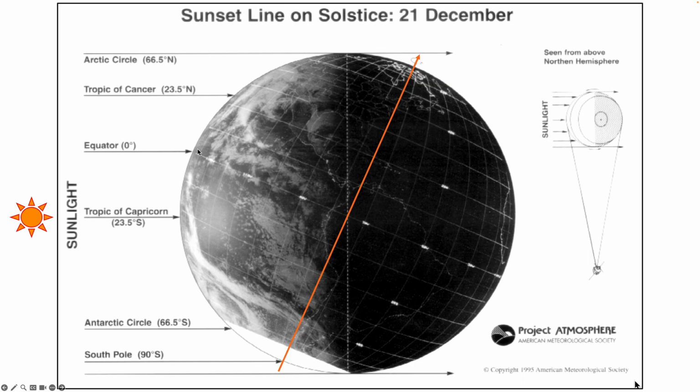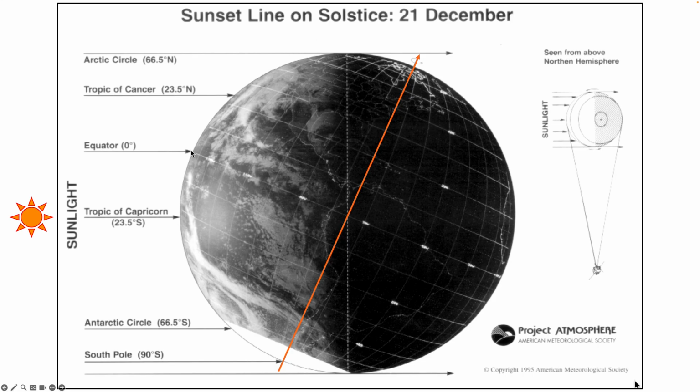Now, to see that more of the southern hemisphere is in daylight on the 21st of December, I'm going to take my cursor, move it along the equator, and move it down the terminator. And you can see that more of the southern hemisphere is in daylight than is in darkness.